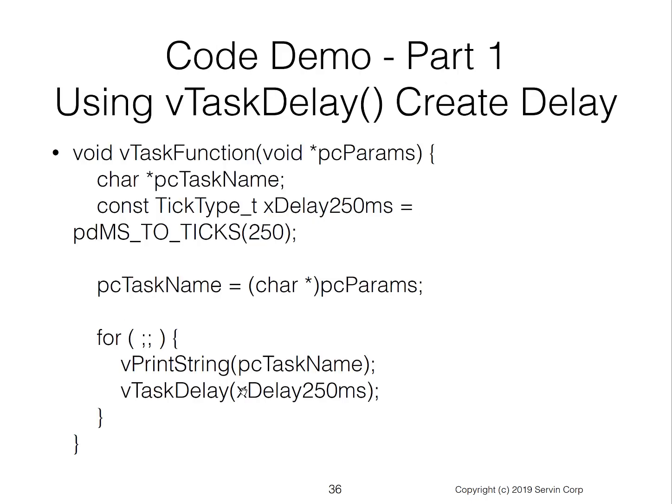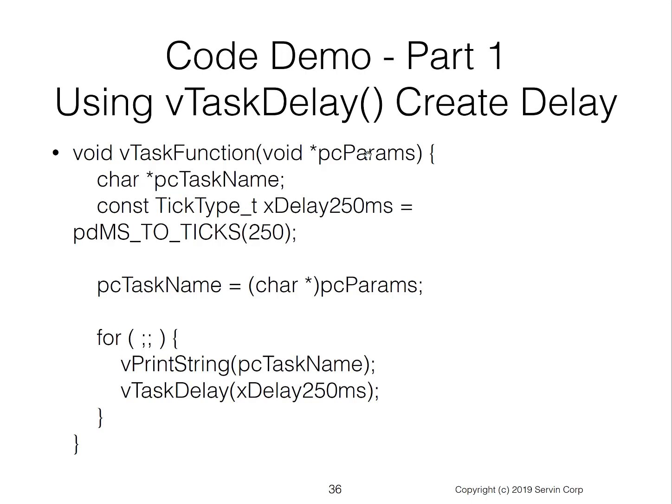So here's a code demo using this vTaskDelay. We have our function, this will be the task, so vTaskFunction, with a parameter passed into here. Notice early in the function, we say we want to delay 250 milliseconds, so we use the pdMS_TO_TICKS, and that gives us this variable which is of type TickType_t. It's going to be xDelay 250 milliseconds.